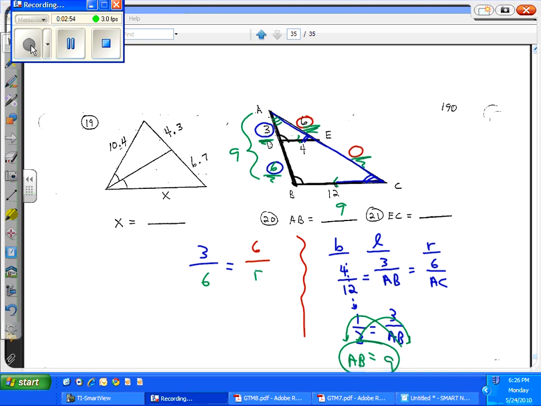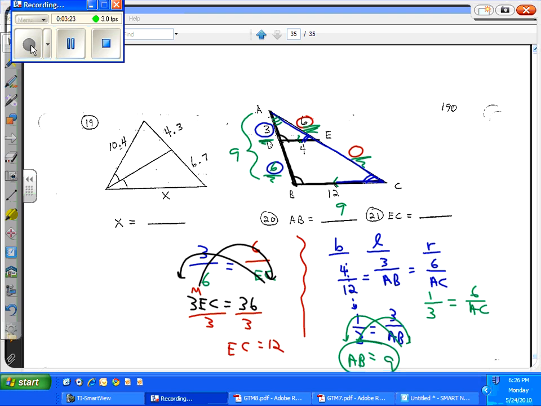Or we could come back over here and say scale 1/3 equals 6 over AC and get that whole side and then subtract 6 from it. I'm just going to go back over here to the sides divided proportionally. 3 times EC, 3 EC, is equal to 6 times 6, which is 36. We undo multiplication by division, and we get EC is equal to 12.